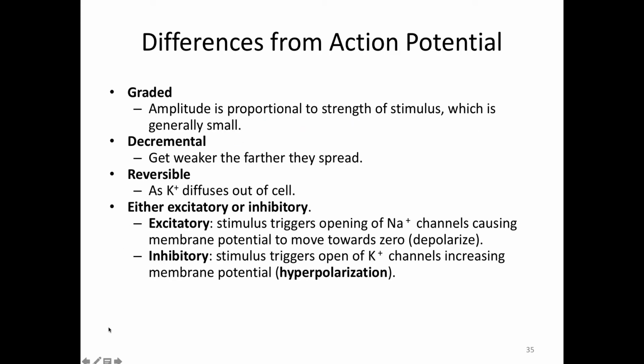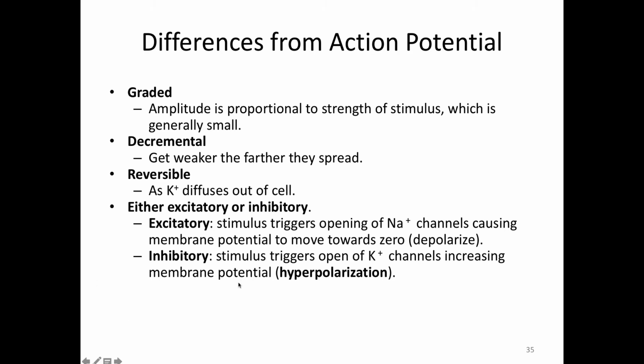So, summarizing the differences once more, graded means the amplitude is proportional to the strength of the stimulus, which is generally small, so you have to add these up in order to get to threshold and create an action potential if you want. We'll talk more about that later. They're also decremental, so they get weaker the further they spread, and that's another reason why a single graded potential can't make an action potential. They are reversible, so once the gated channels close, the membrane potential goes right back to normal, and they're also reversible because of the potassium leak channels.